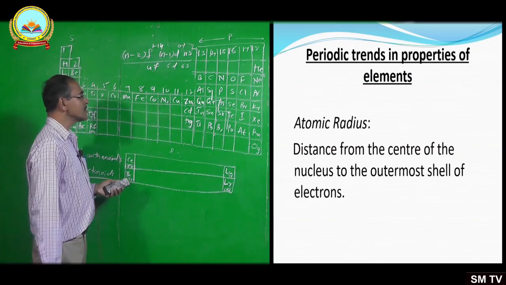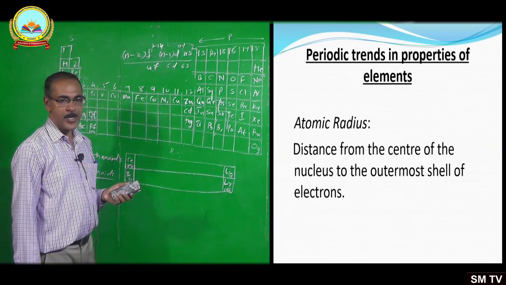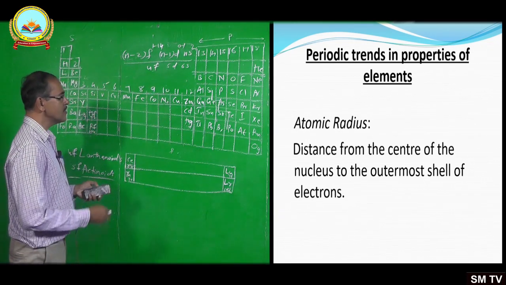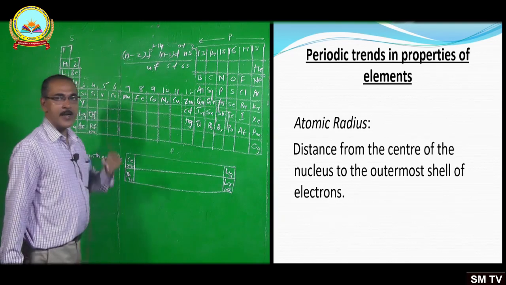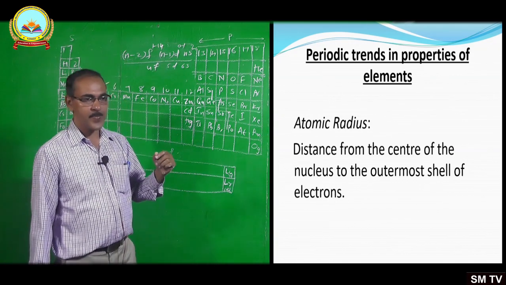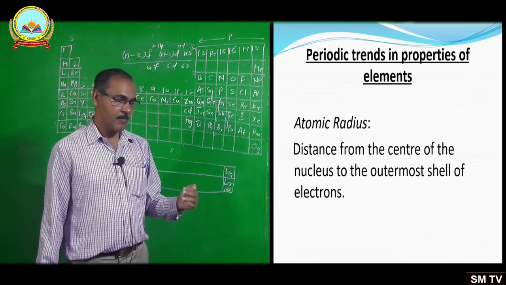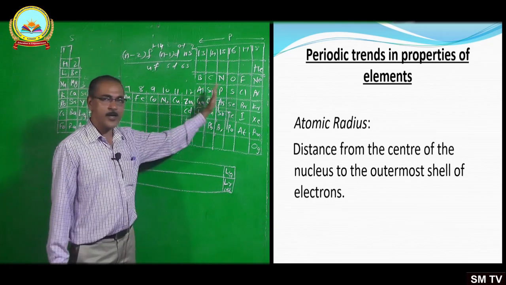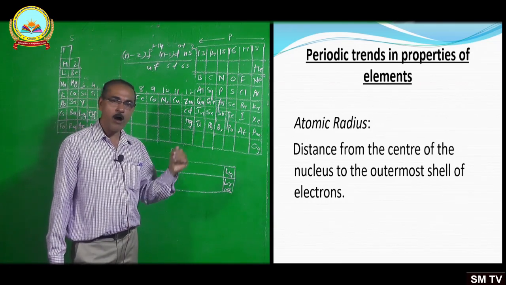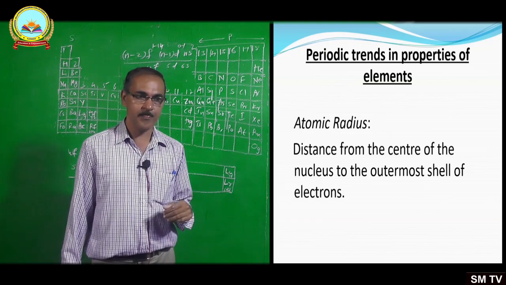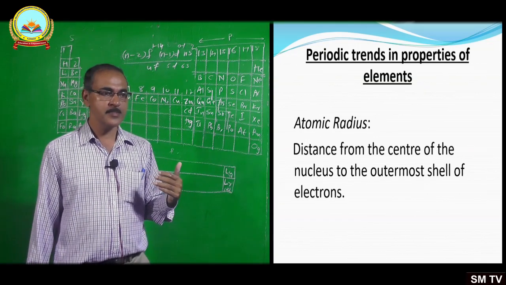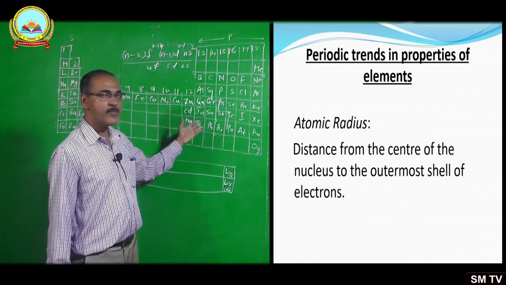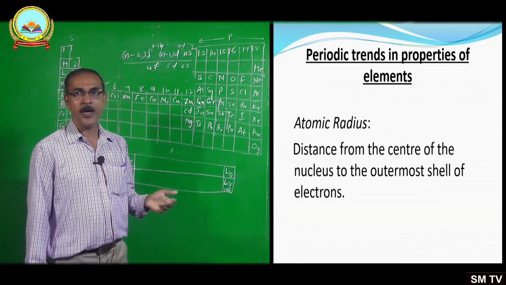Now let us see about the periodic trends in properties of elements. I told you, after regular intervals, when you arrange the elements in the increasing order of their atomic number, you get another element which has similar properties. That means the properties of the elements repeat after regular intervals.